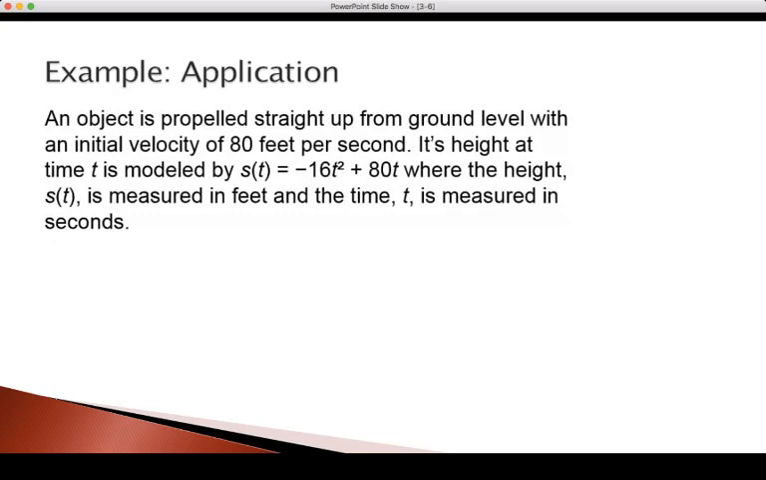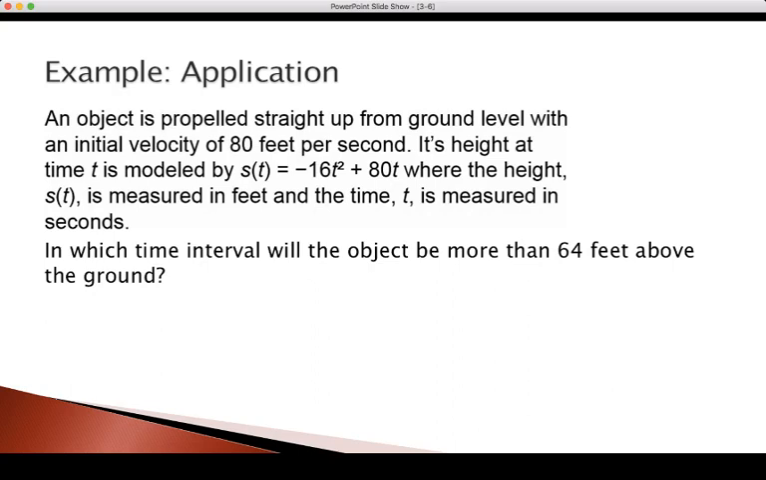An object is propelled straight up from ground level with an initial velocity of 80 feet per second. Its height at time t is modeled by the function s of t is equal to negative 16t squared plus 80t, where the height s of t is measured in feet and the time t is measured in seconds. So this is our problem. An object is being thrown straight up from ground level at a very fast initial velocity, and we have a function that models the height of the object at a given time t.